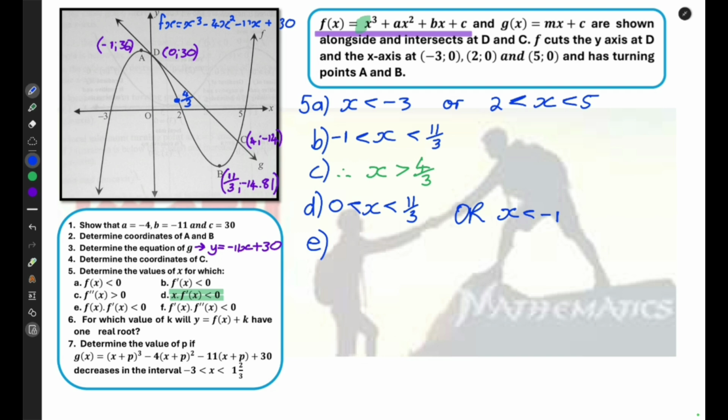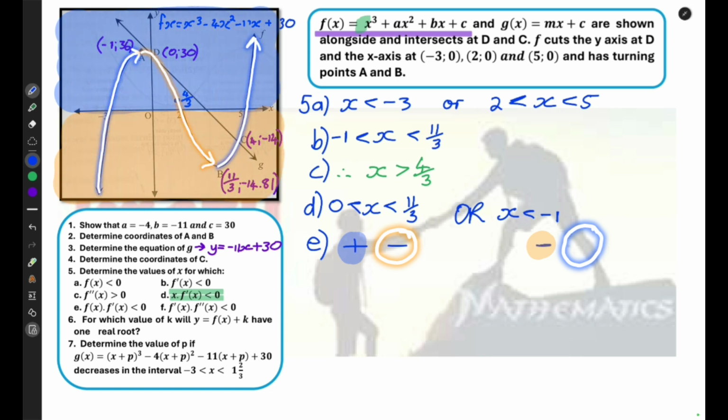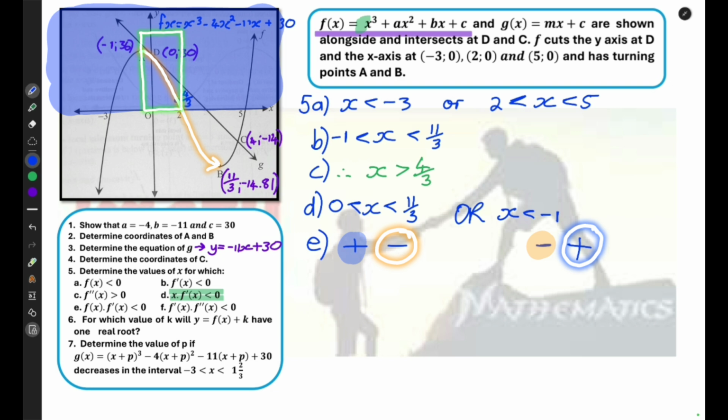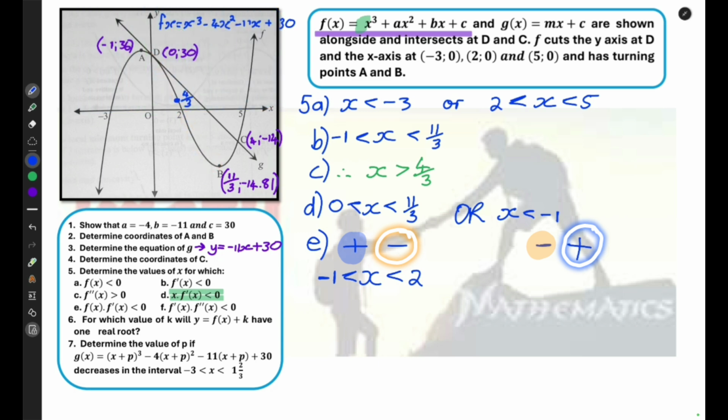For question E, where is f(x) times the derivative of f(x) smaller than 0? So because it's smaller than 0, negative, I want a plus and a minus or a minus and a plus. So the first one would be f(x), which is a plus above the line, and then the derivative, which is a minus, so decreasing. So I'm looking for a place where the graph is decreasing above the line. And that answer is between A and when x is 2. So I can just write x lies between minus 1, which is the x value of A, and 2.